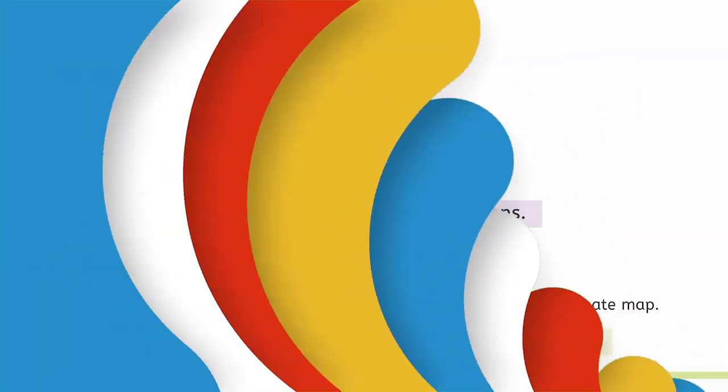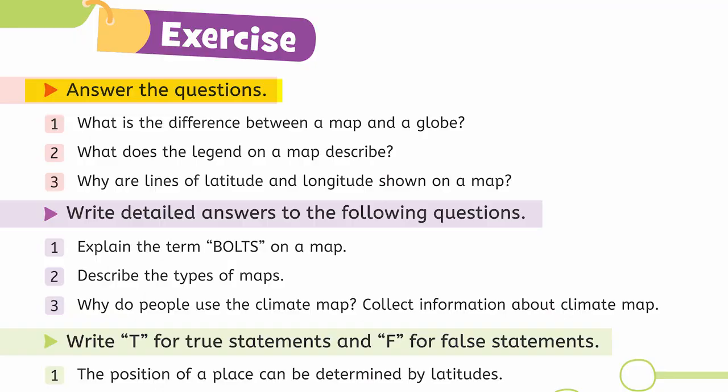So first of all we have to answer the questions and question number 1 is: what is the difference between a map and a globe? A map is a representation of the specific features of the entire earth or any part of it with the help of symbols on a flat surface or paper. A globe is a model of the earth. It is round like a ball.